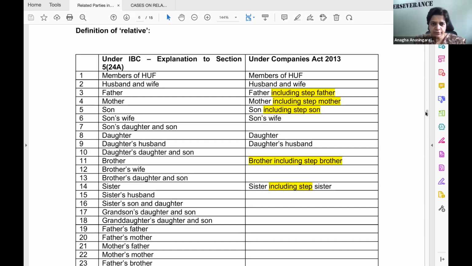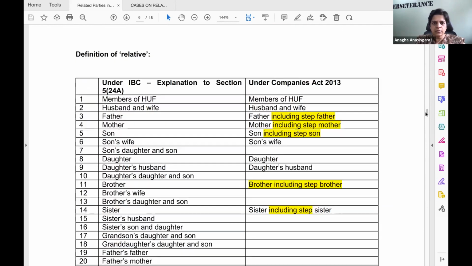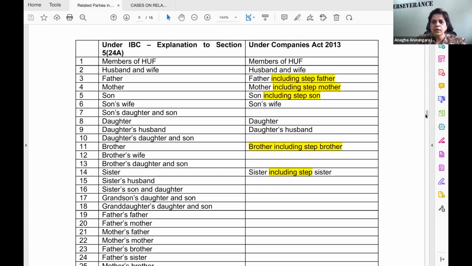Now, the definition of relative. Again, in the explanation under 524A, there is an explanation which defines the term relatives, like who all are covered under the definition of relative under 524A, and a comparison of that with the definition under the Companies Act. Under the IBC, we can see the definition is much wider, and it covers many relations which used to be covered in the Companies Act of 1956, but under the new definition in 2013, that list of relatives was curtailed. So all of them are there in 524A.